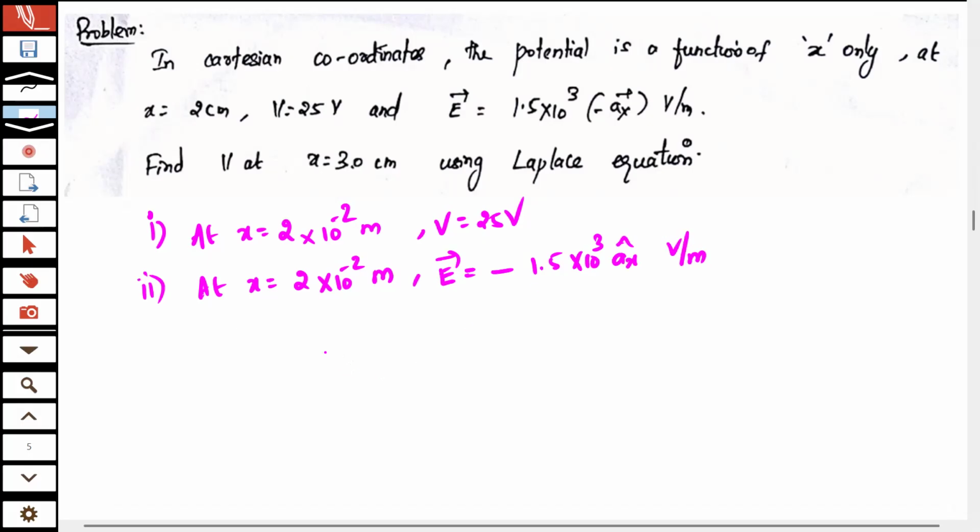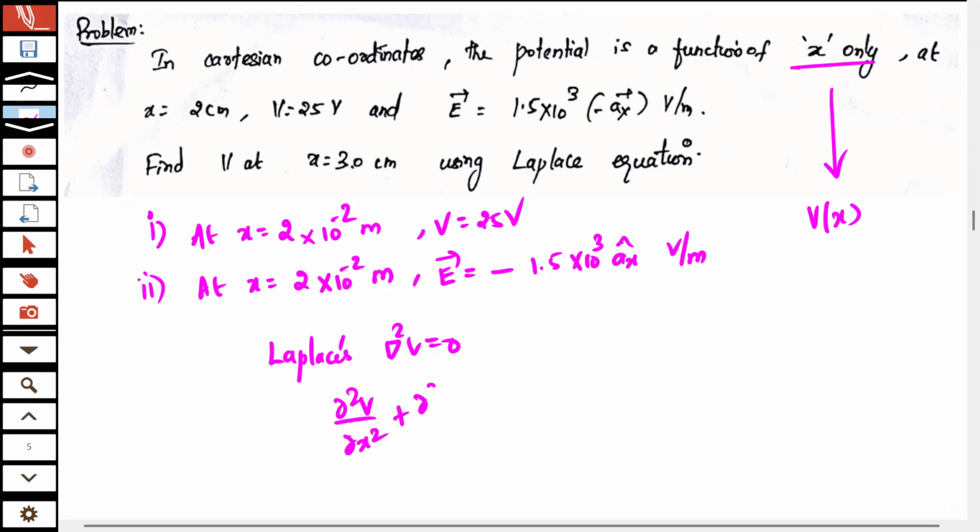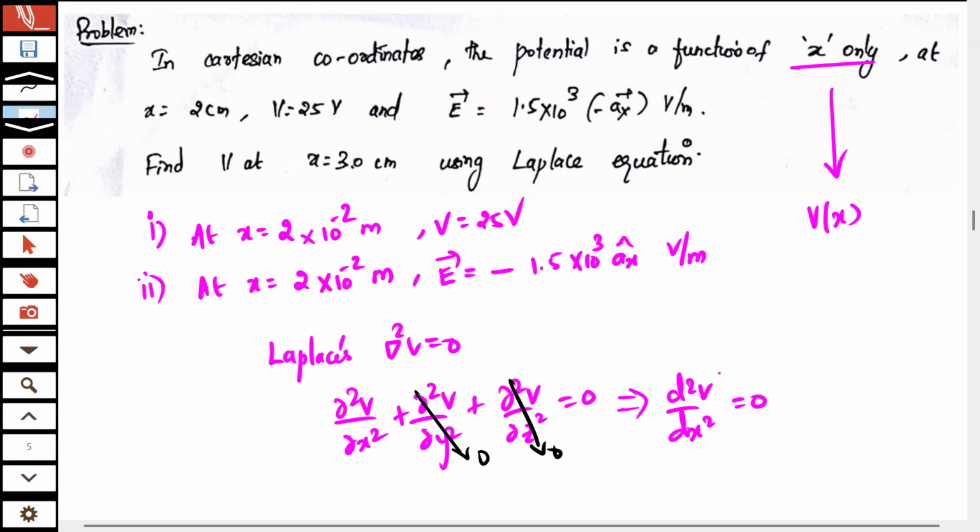Now we should start from the Laplace equation in rectangular system of coordinates. So we know Laplace equation is del square V equals to 0. Also, in the question, voltage is a function of x that is specified. So we can write the del square V in general for Cartesian system of coordinates, which is dou square V by dou x square plus dou square V by dou y square plus dou square V by dou z square equals to 0. Since V is a function of only x, these two differentiations will be 0. Thereby, we will get d square V by dx square equals to 0.